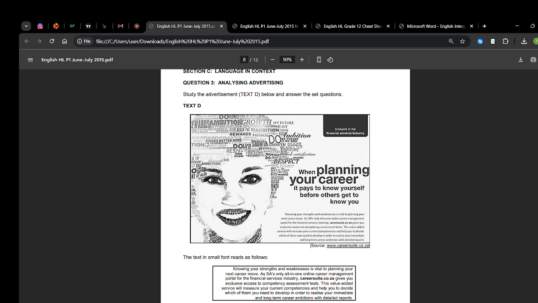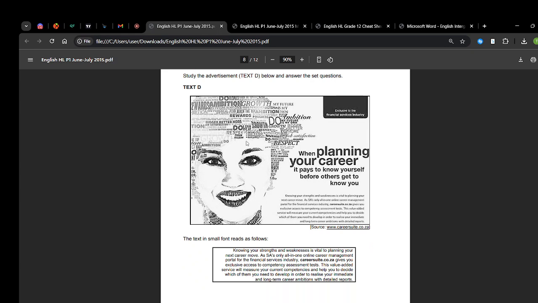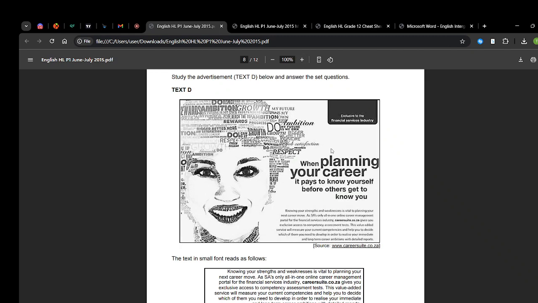Okay, cool. So we have an advertisement here. We can see there's a picture of a woman and there's a lot of words that could be persuasive or could be leading into what this advert is about. So then we read this black box here. It says exclusive to the financial services industry. Interesting. Then we read here, it says in big letters, when planning your career, it pays to know yourself before others get to know you. Okay, then let me zoom in here so we can see the rest of this advertisement.